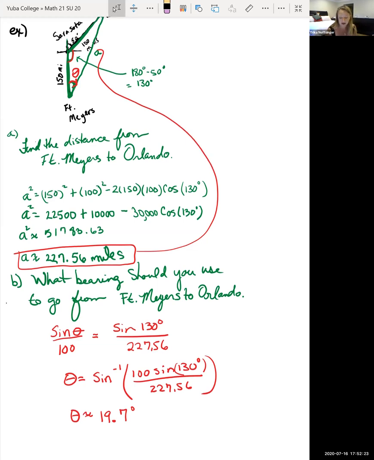We also talked about where we either started on the north or south and told what direction we went. So if we're starting on the north here and we're going towards the east, we can say that the direction is going to be north 19.7 degrees east.